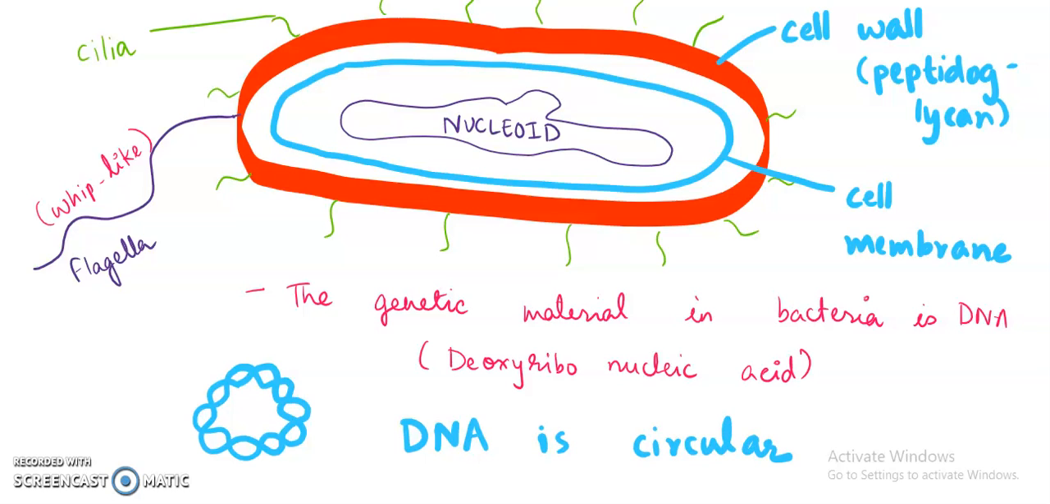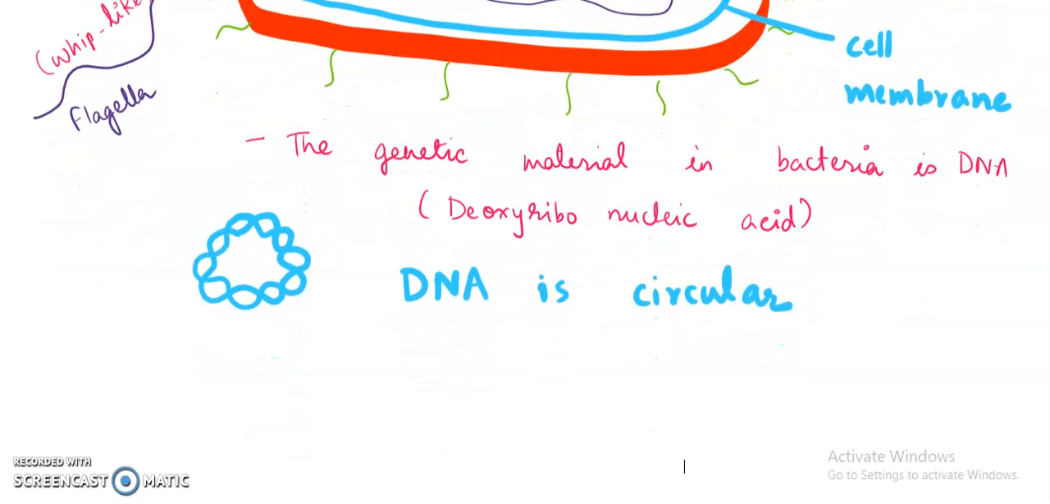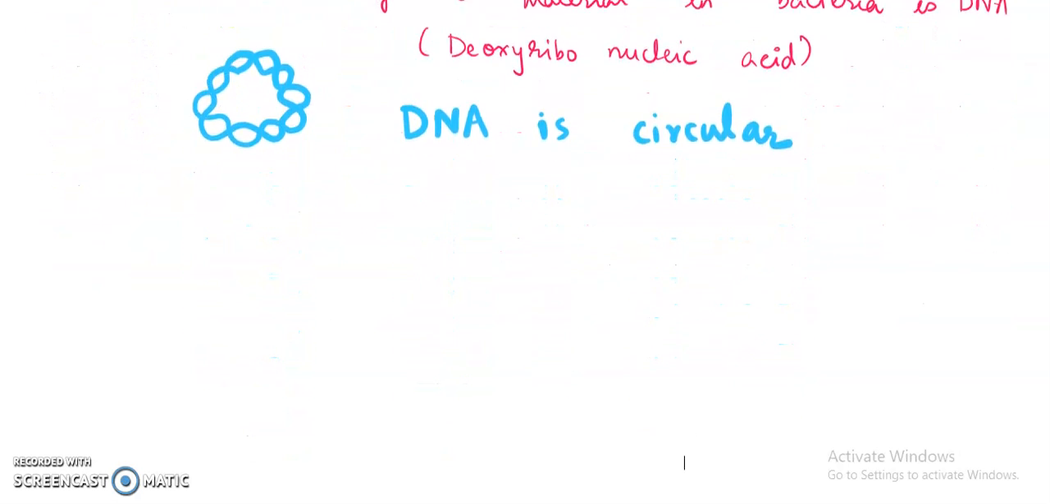I hope you all have understood how to draw the diagram of bacteria, what is the chemical composition of the cell wall, DNA is circular, or what is flagella or what is cilia.